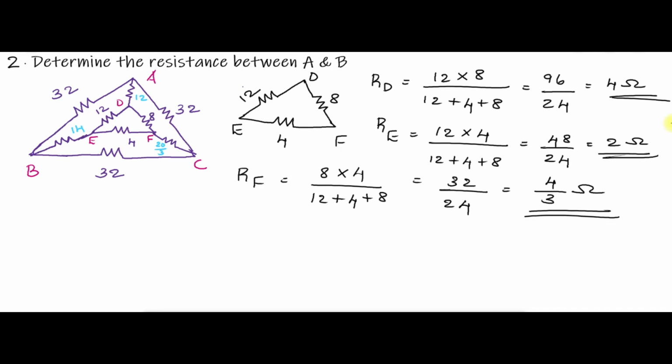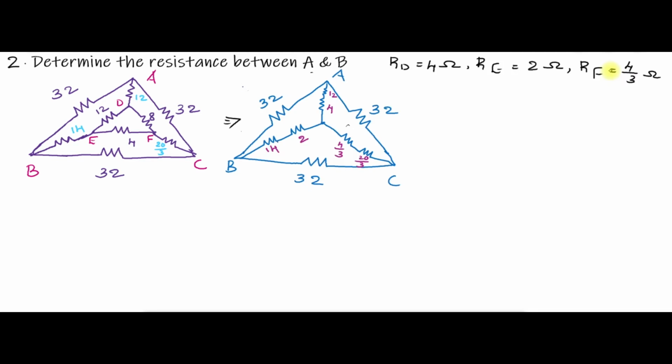Now you have to redraw this circuit by using these values. Here you can see this circuit, that is A, B and C, as such I have drawn. Inside, this 12 ohm I have kept as such, 14 ohm I have kept as such and 20 by 3 also as such I have kept. Then this circuit, that is DEF, is replaced by RD 4 ohm. So this is your point D. Then RE 2 ohm. So I have kept E here and F 4 by 3 ohm.